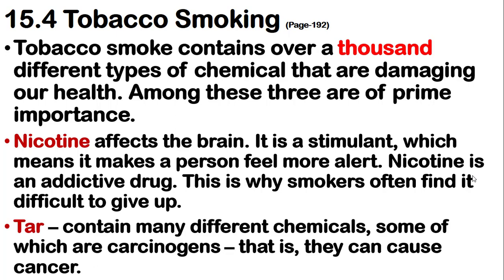Number 2, tar contains many different chemicals, some of which are carcinogens. That is, they can cause cancer. One more thing I would like to add over here is carbon monoxide. Carbon monoxide reduces the oxygen carrying capacity of the hemoglobin. It means that hemoglobin carries oxygen to all parts of the body. When carbon monoxide is available, instead of oxygen, carbon monoxide binds to the hemoglobin, and the bond is actually permanent. Okay, it means that this hemoglobin is permanently blocked by carbon monoxide. If you inhale a large amount of carbon monoxide into the body, it can kill you.